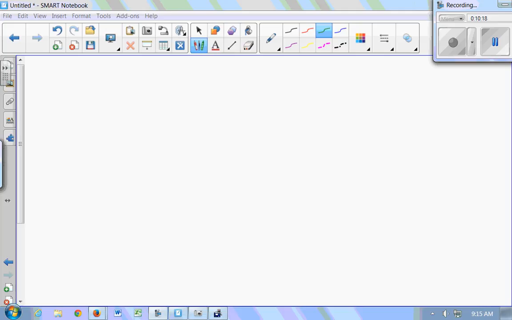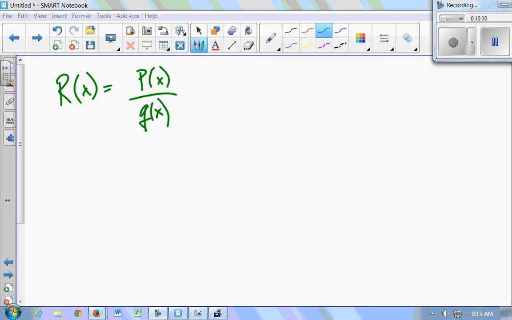Okay, so if you've got some rational function, we'll call it r of x. R will stand for rational. And it's got a numerator and a denominator that are both polynomials. Right? So you find vertical asymptotes by setting the denominator equal to 0, like you said. You find zeros, or x-intercepts, right, by setting the numerator equal to 0. Because the whole fraction is 0 if the numerator is 0. So the whole function will be 0.